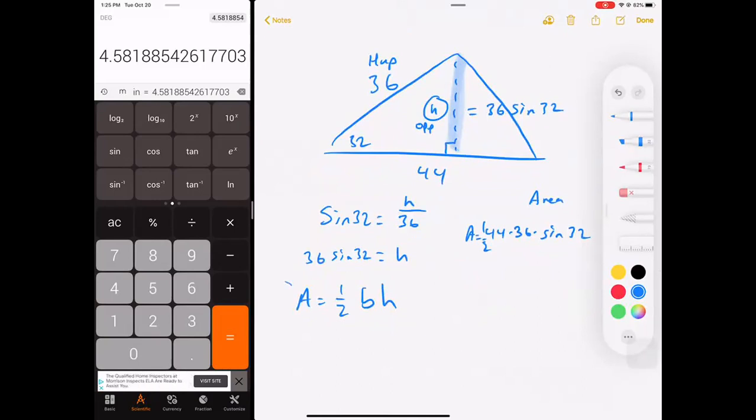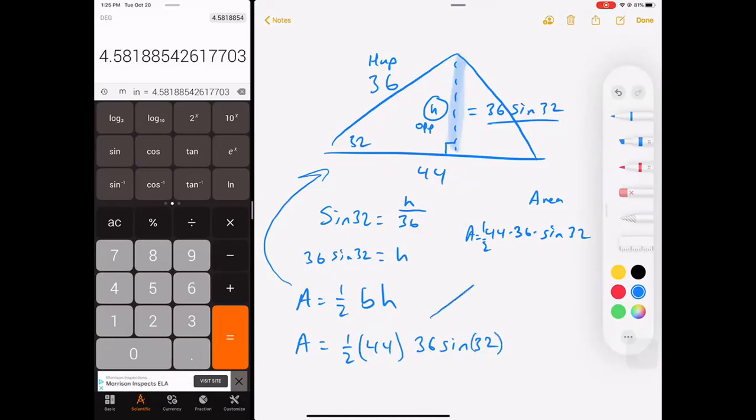So Judith, looking at this triangle, what side's the base? 44. Yeah. Do we have the height? We don't have a number, right? But can you read me this sentence? 36 sine of 32. It's not sine times, it's sine of 32, okay? It's fine. But the 32 is inside the sine.